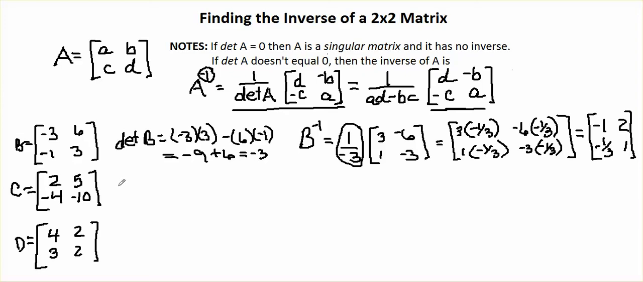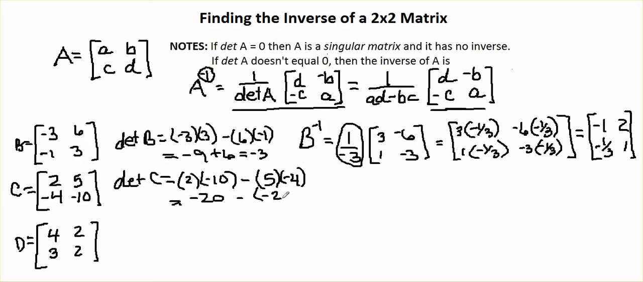Let's go ahead and do another example. Let's see if the inverse of matrix C exists or if matrix C is a singular matrix. So we will go ahead and calculate its determinant. The determinant of matrix C is 2 times -10. We multiply along this diagonal and we're going to subtract the product of this diagonal, 5 times -4. And what does that equal? -20 minus -20, which is going to give us a 0. So the inverse of matrix C does not exist. So we would go no further after we figured out that it does not exist.